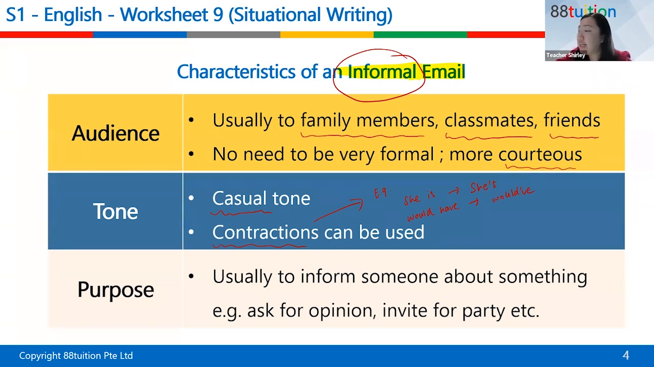Formal email, you can't. If you're writing to your principal, please do not use contractions. Okay, and then lastly, we've gone through audience and tone. Basically, tone falls under context. Remember your PAC: purpose, audience, context. So now let's take a look at purpose. The purpose of an informal email can be to inform someone. It can be to ask for an opinion. It can be to invite someone to a party because it's informal. These are just some examples, but of course, this list can go on.